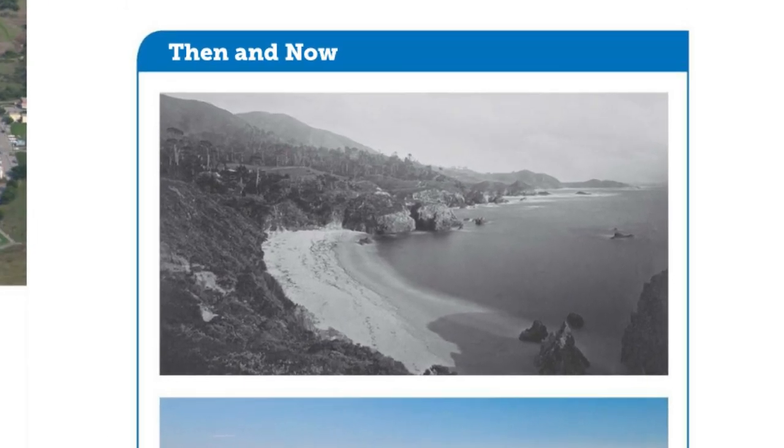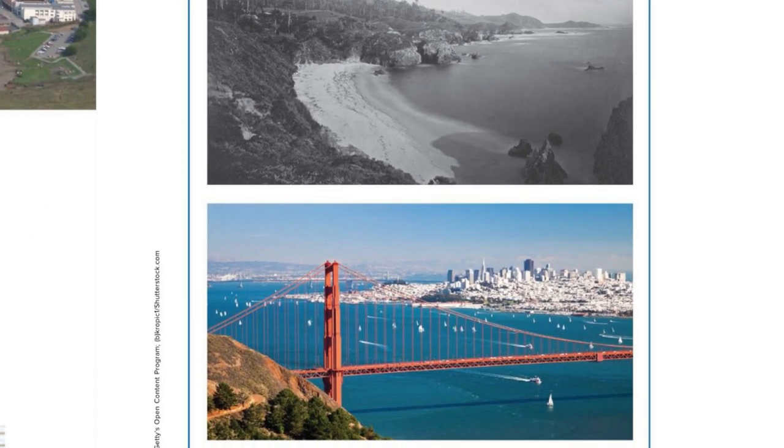So you can see here a picture from the past. There's nothing man-made, it's all natural. And then, of course, the coast of San Francisco today, which has been significantly altered with many buildings, roads, and bridges.